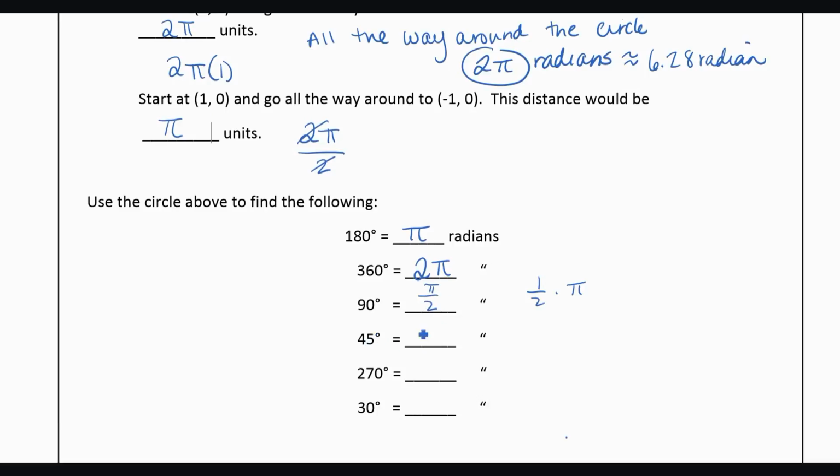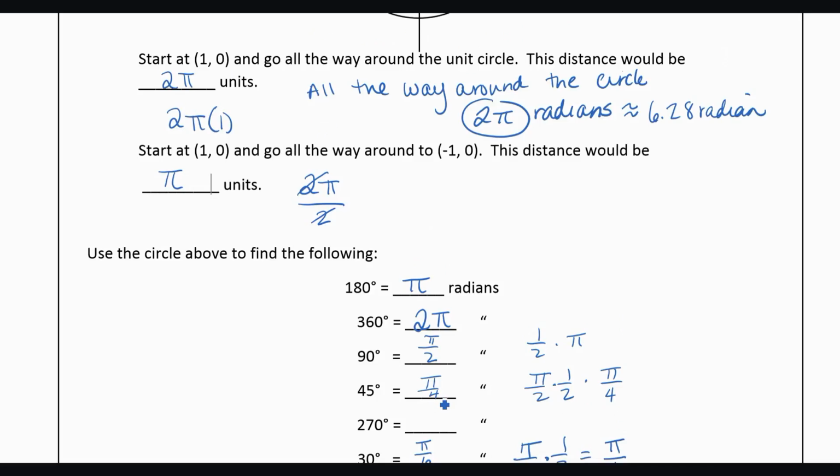Okay, 45 degrees is half of that. So if we had pi over 2 times 1/2 to split it in half, we would get pi over 4. Okay, let's skip down here to 30 degrees. 30 degrees would be 1/3 of 90. So pi over 2 times 1/3, 30 degrees would be pi over 6.